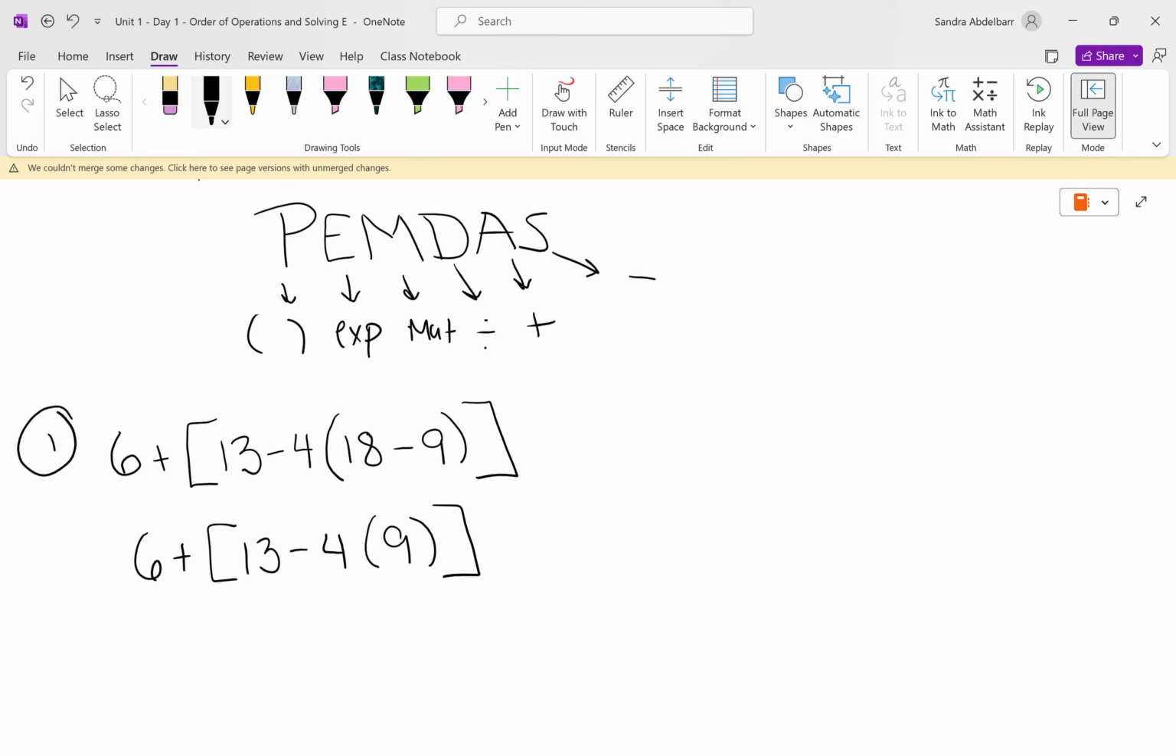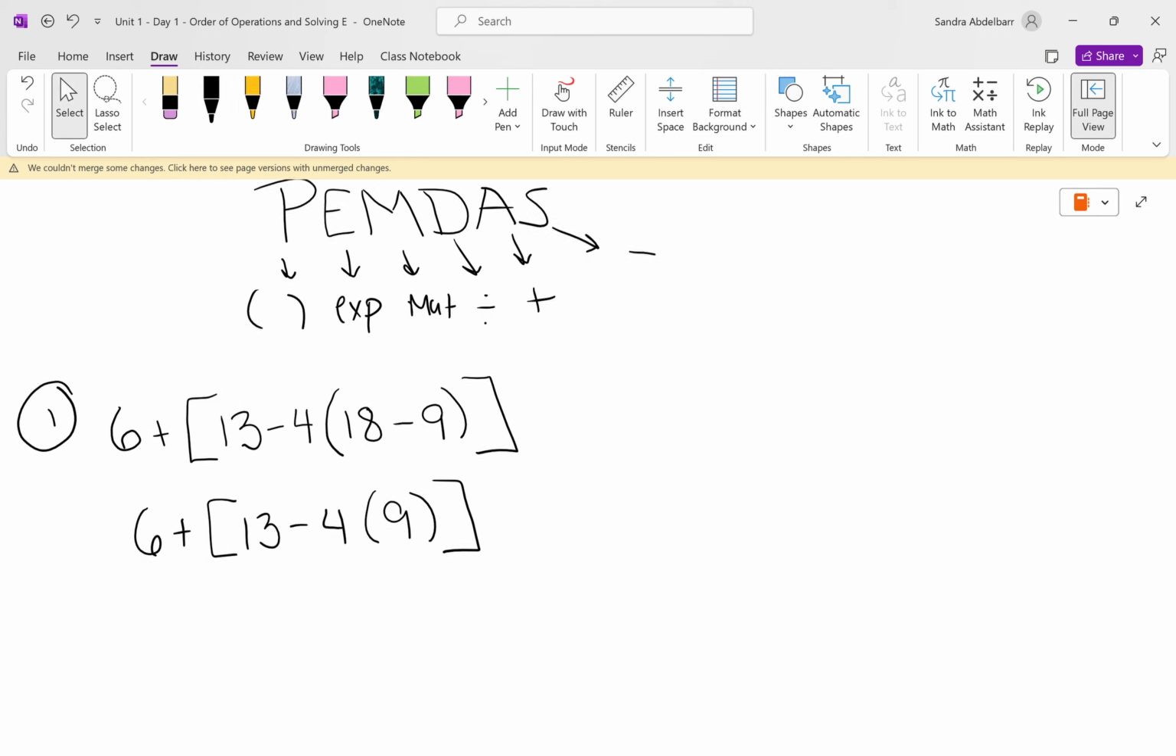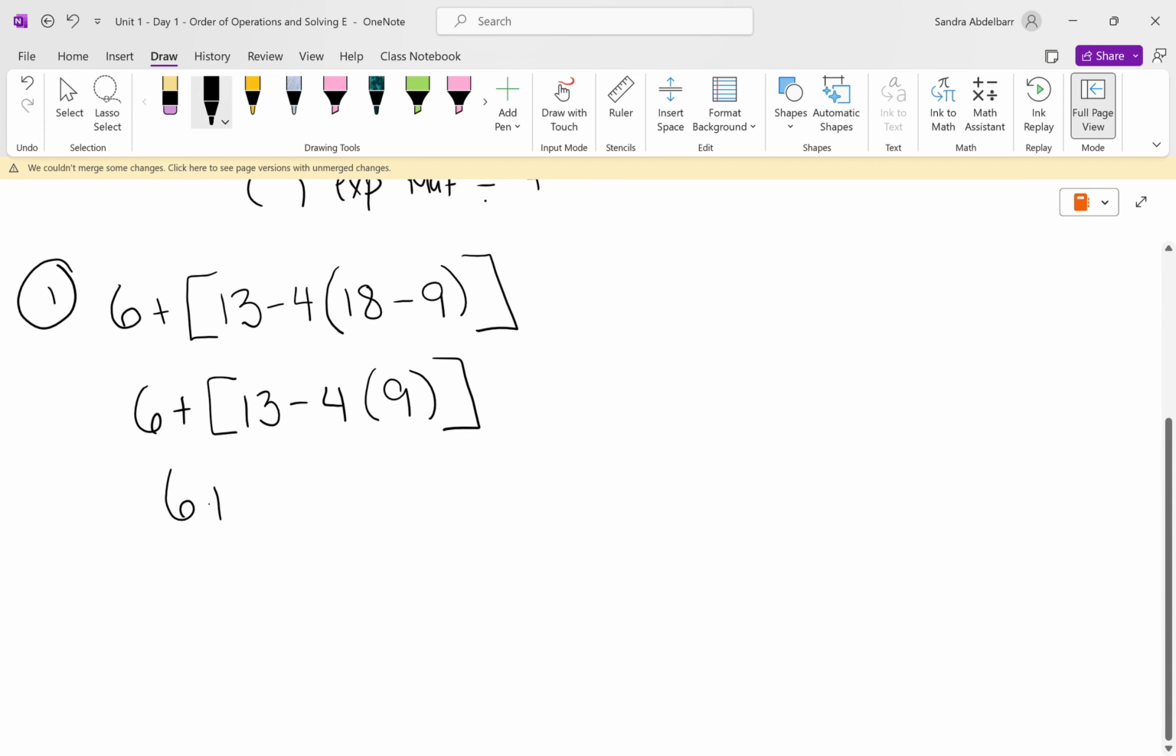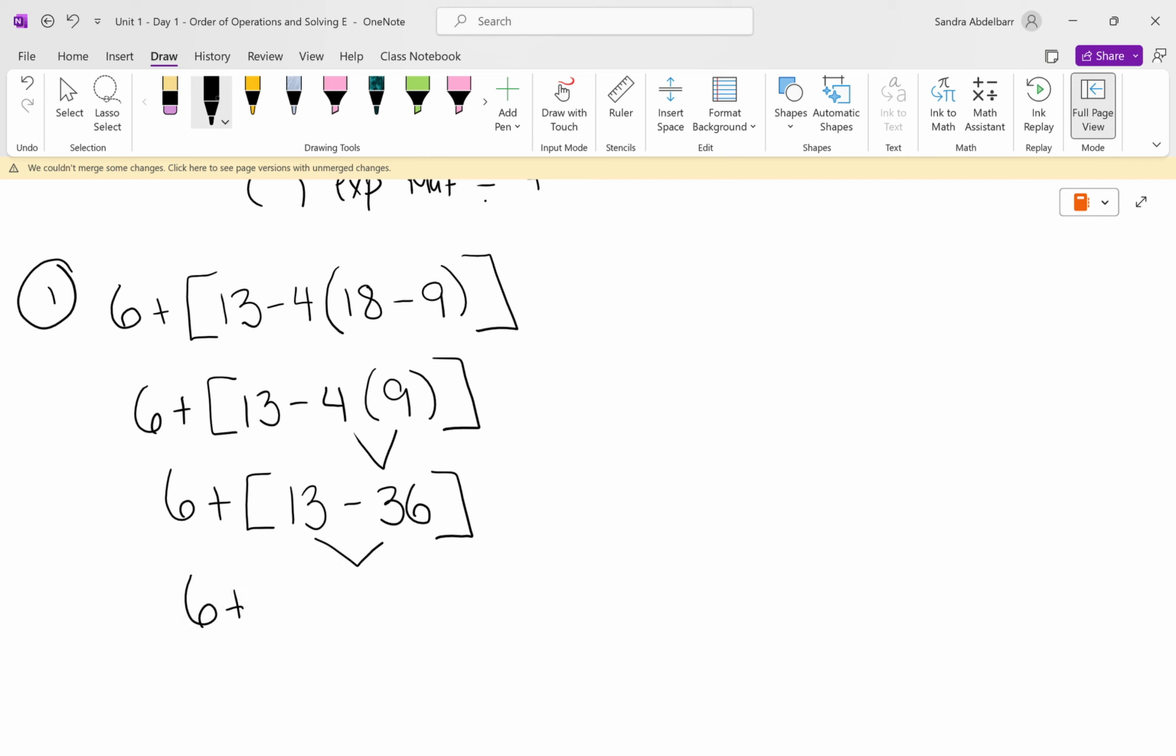So here, we cannot subtract 13 minus 4 because within that bracket, you have subtraction and multiplication. So you have to do the multiplication first. So we are 6 plus 13 minus 36. We're still working within our brackets. So now we are 6 plus, and then 13 minus 36 is a negative 23, which could just end up being minus 23. And then 6 minus 23 is a negative 17.